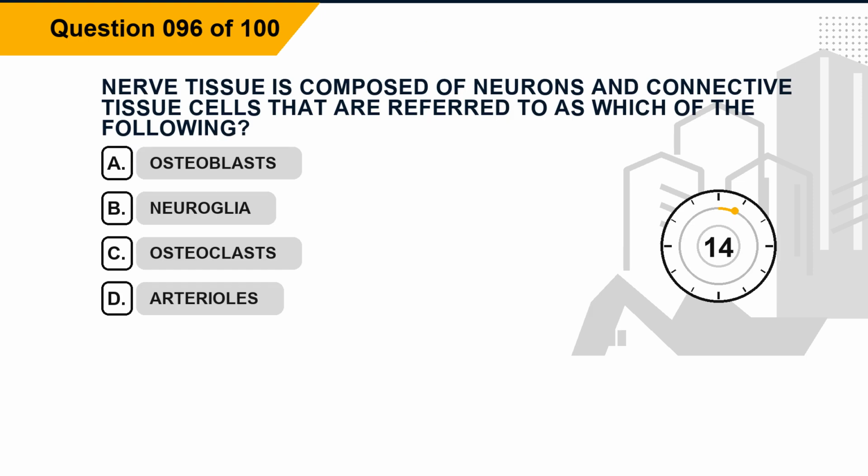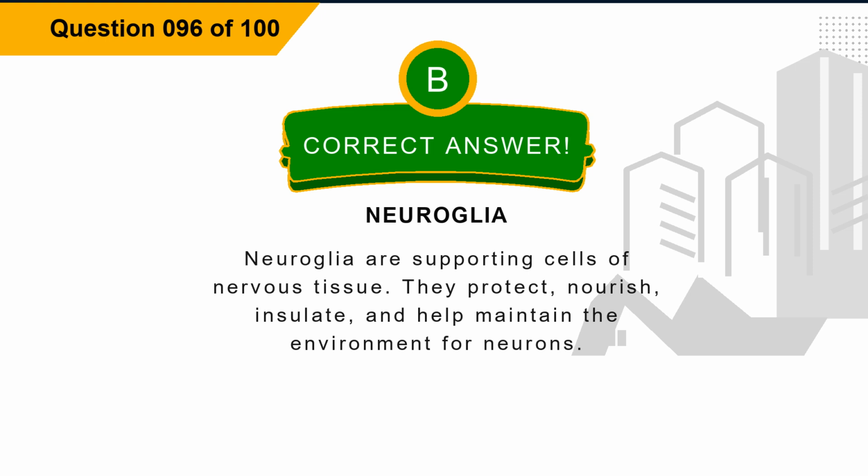Question 96. Nerve tissue is composed of neurons and connective tissue cells that are referred to as which of the following? Option A, osteoblasts. Option B, neuroglia. Option C, osteoclasts. Option D, arterioles. The correct answer is option B, neuroglia. Explanation: neuroglia are supporting cells of nervous tissue. They protect, nourish, insulate, and help maintain the environment for neurons.